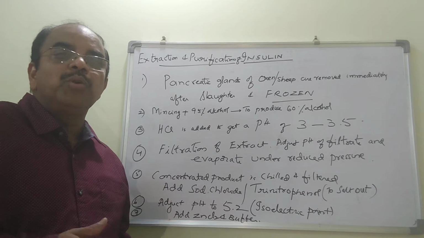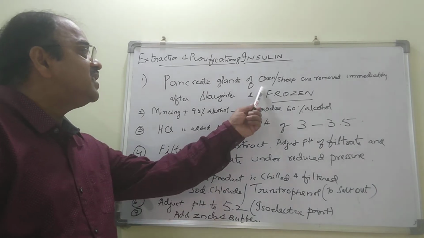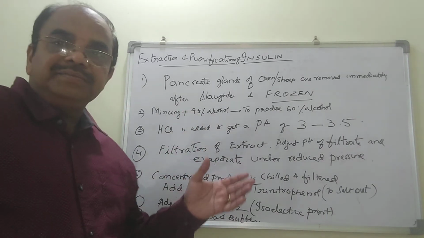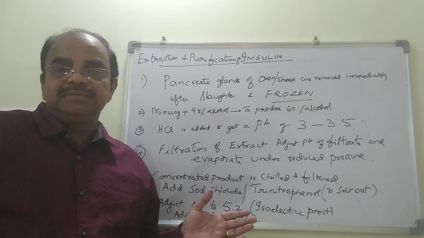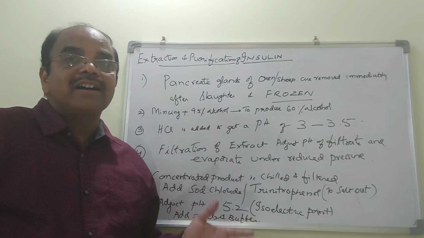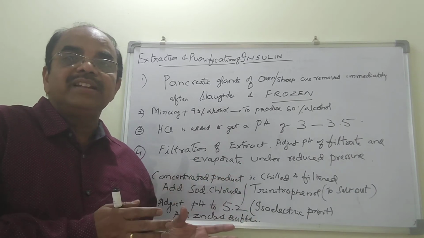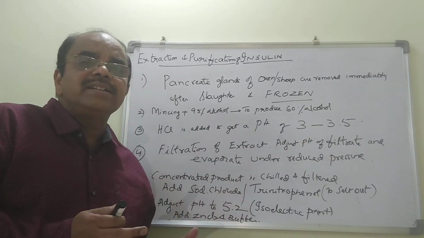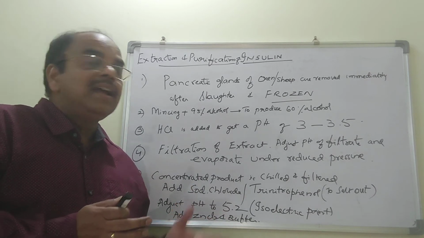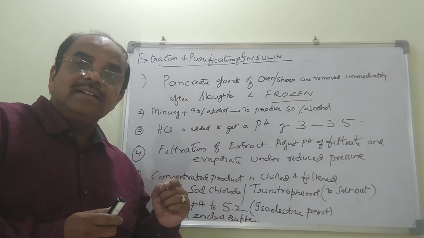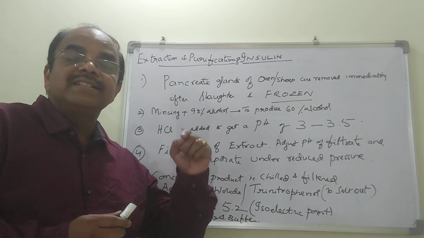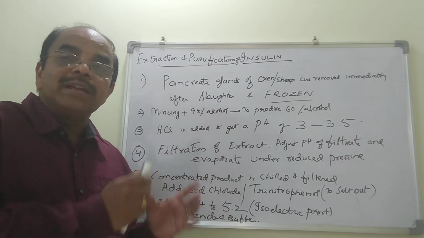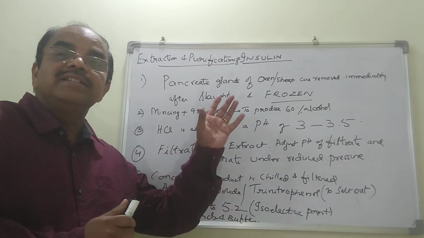Generally, we prefer porcine or an animal like ox or sheep. Collect the pancreatic gland immediately after slaughtering of the ox or sheep and keep it in frozen conditions. Why do we have to keep it at low temperatures, like freezing temperatures? The pancreas also contains trypsin. This trypsin may destroy insulin. If you keep it at a very low temperature, this destruction can be stopped.